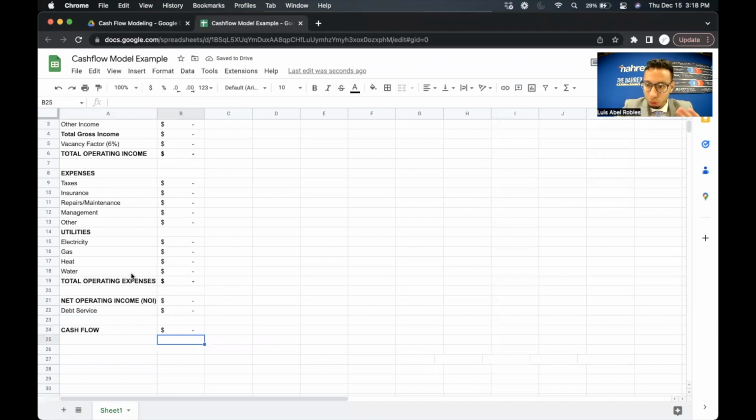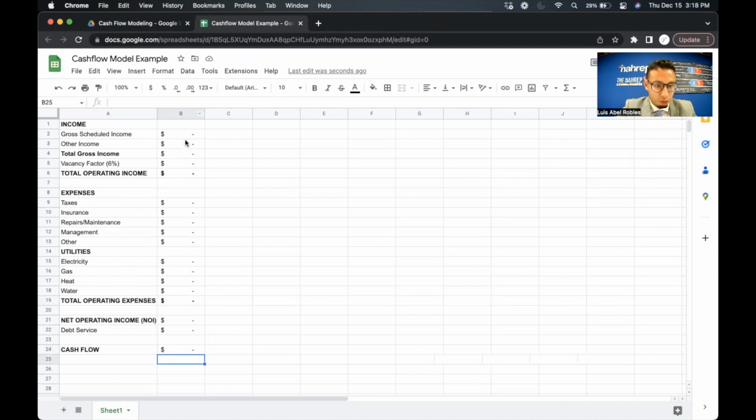Okay, now we're going to run through a very, very easy and brief example. So for example, let's say you have the property rented at 1,700, right? Let's say you have no other income because you include the washer and dryer. You don't want to do any coin operated laundry, so you just leave it at that. We factor in the 6% of the vacancy for $102. So that means total operating income is going to be $1,598.